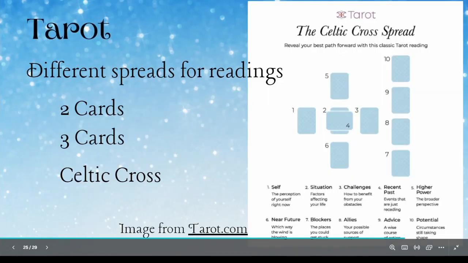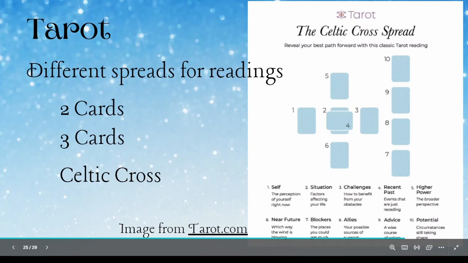And there are different spreads that you can use. You can do 2 cards, you can use 3 cards, usually past, present, future, or you can use the Celtic cross, and that's the one that I usually use, where there are 10 cards. And each placement of those cards means something different. If you're looking at the screen, there's an example of the Celtic cross from tarot.com.